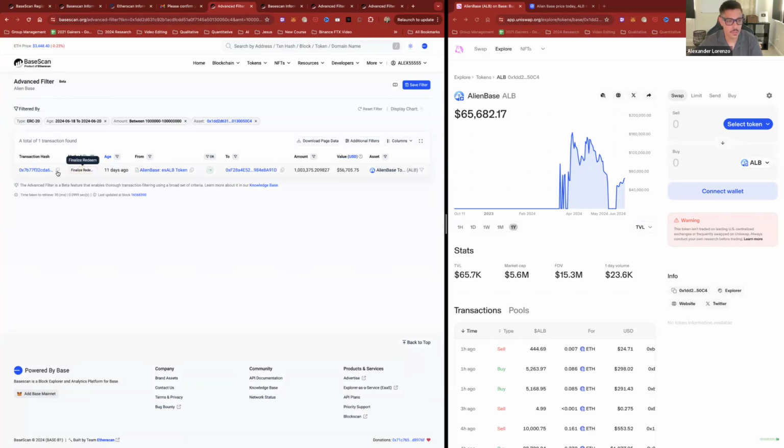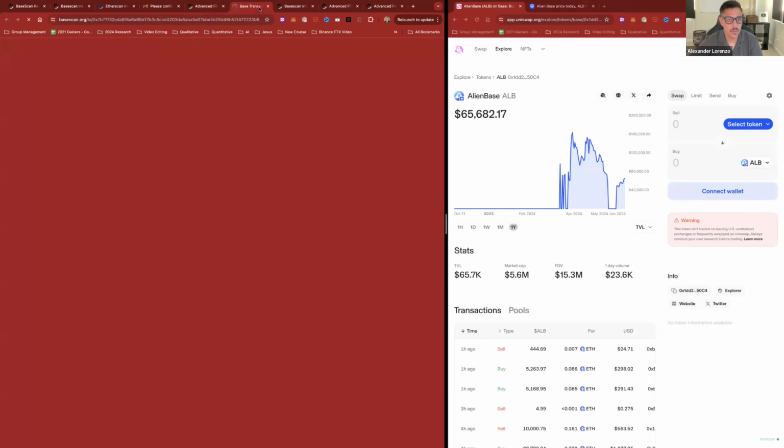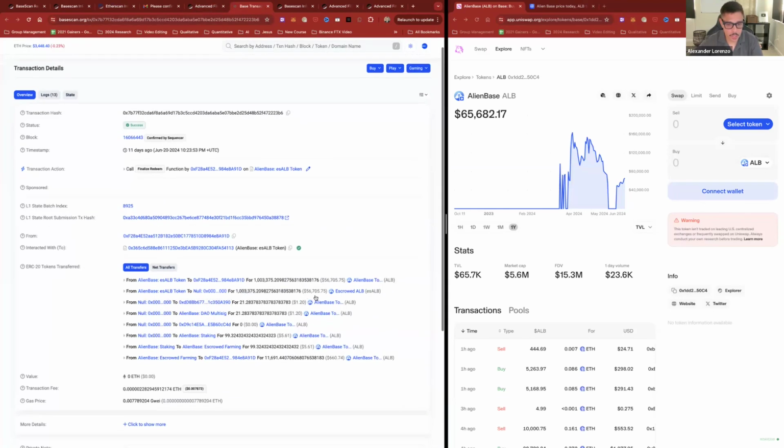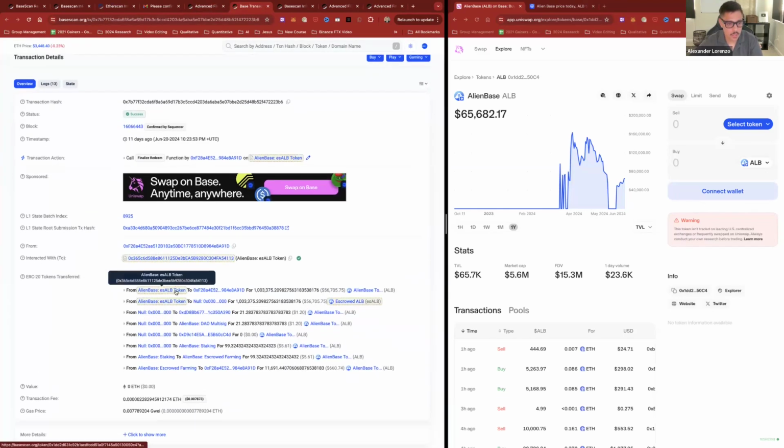I don't even know what that is. What is finalize redeem? And then you can look at it and see exactly what they did. ESALB token. I believe this is a stake. They're redeeming their stake. Escrow farming. This is a farm. So he redeemed $660.